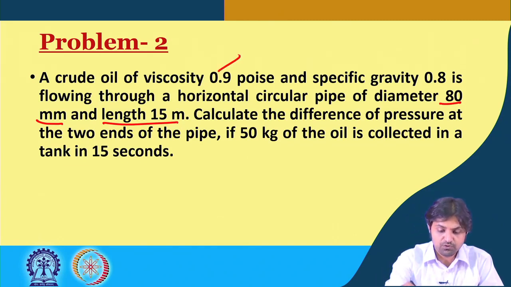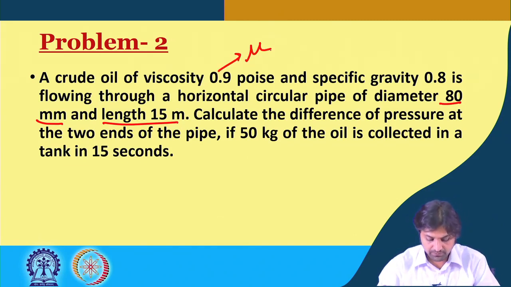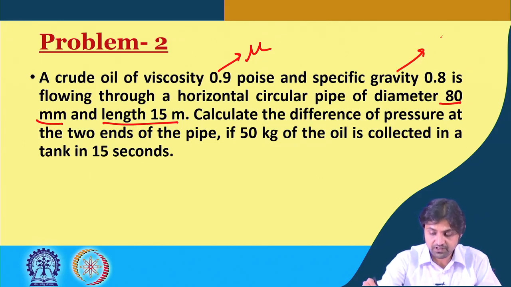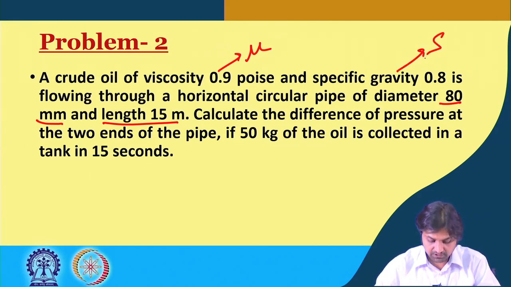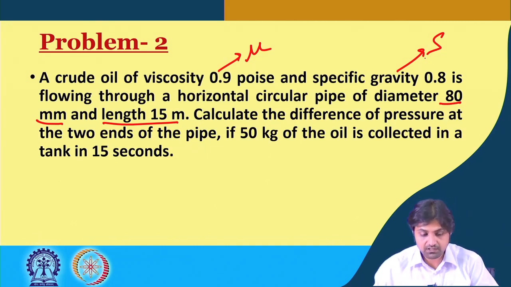So, we know this is mu. This is specific gravity, S is 0.8. We know the diameter is 80 millimeters and the length is 15 meters.